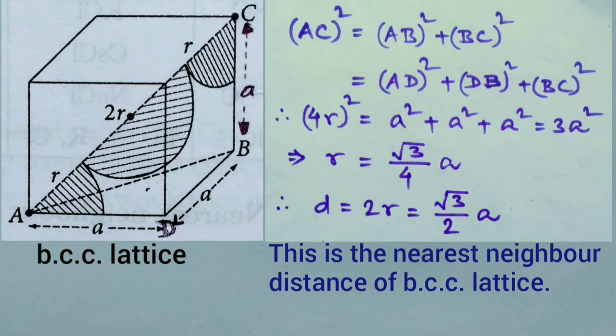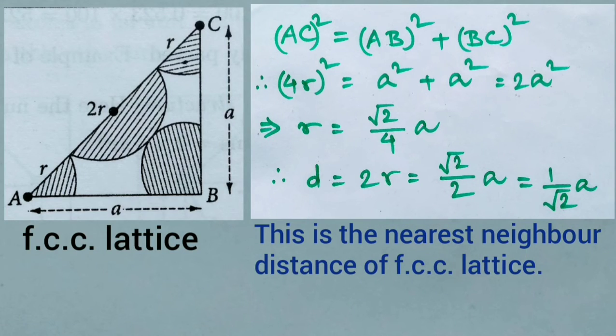See the diagram of BCC lattice. From this diagram, we may write AC square equal to AB square plus BC square equal to AD square plus BD square plus BC square, or 4R whole square equal to A square plus A square plus A square equal to 3A square, or R equal to root 3 by 4 into A. Therefore, D equal to 2R equal to root 3 by 2 into A. This is the nearest neighbor distance of BCC lattice.